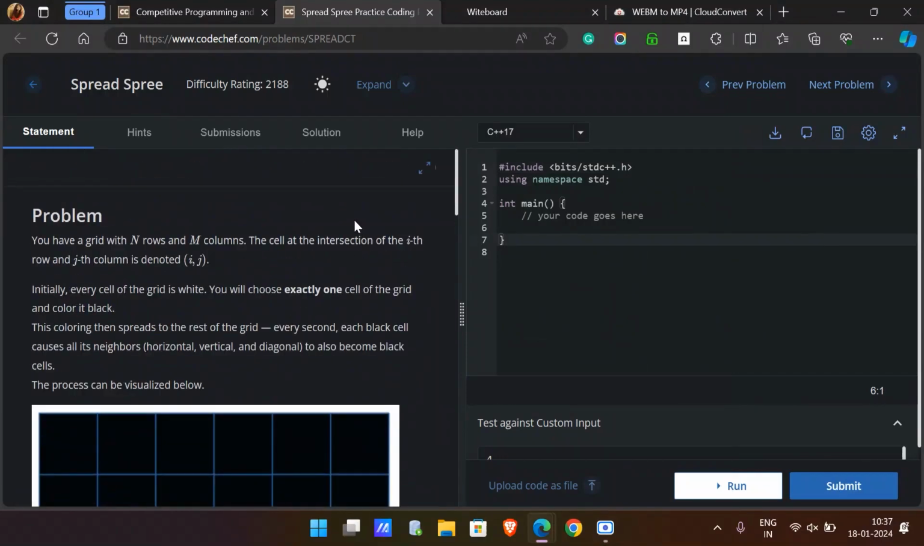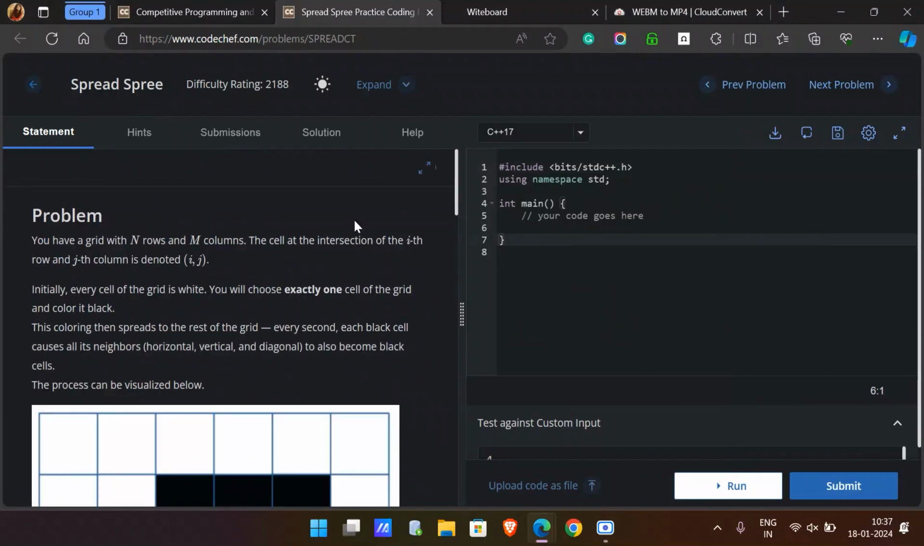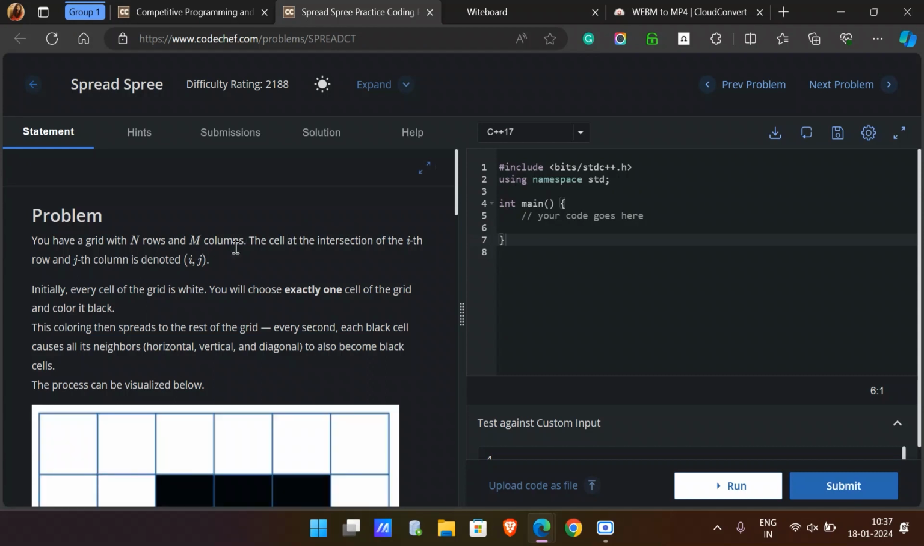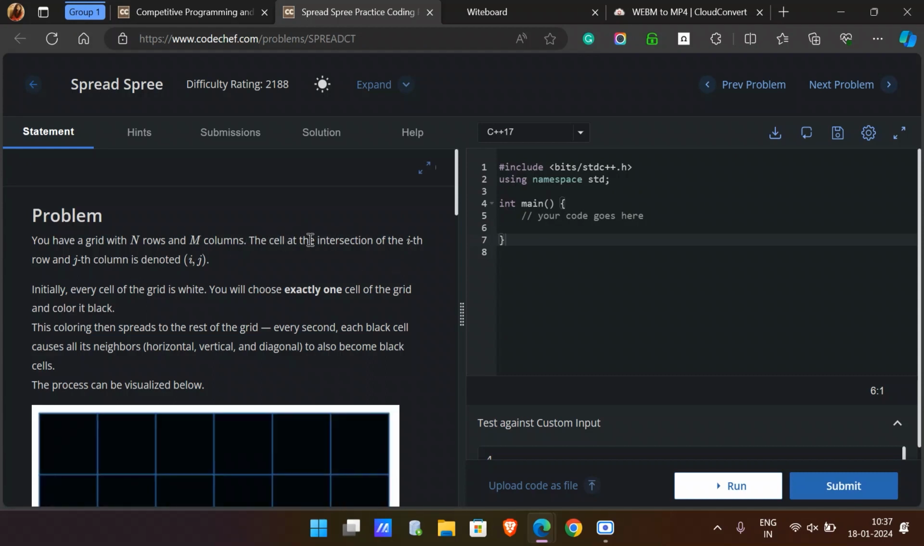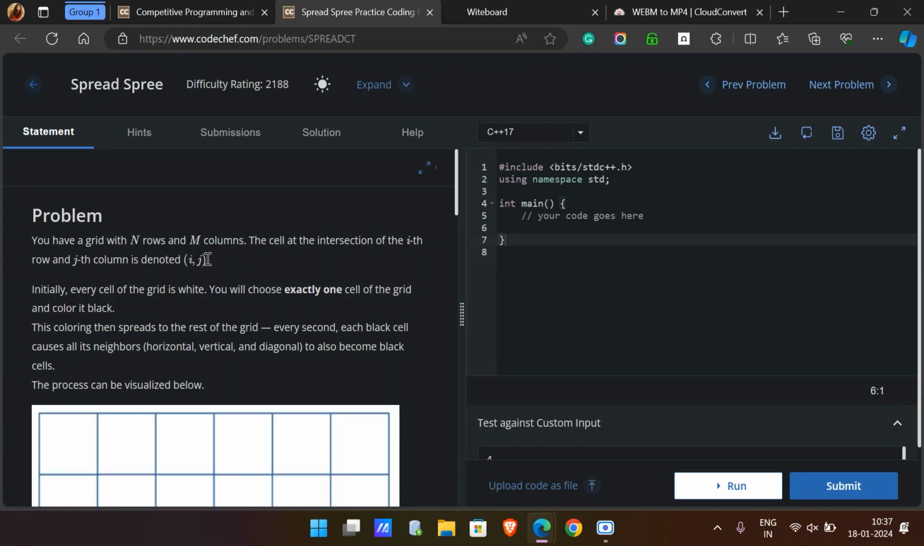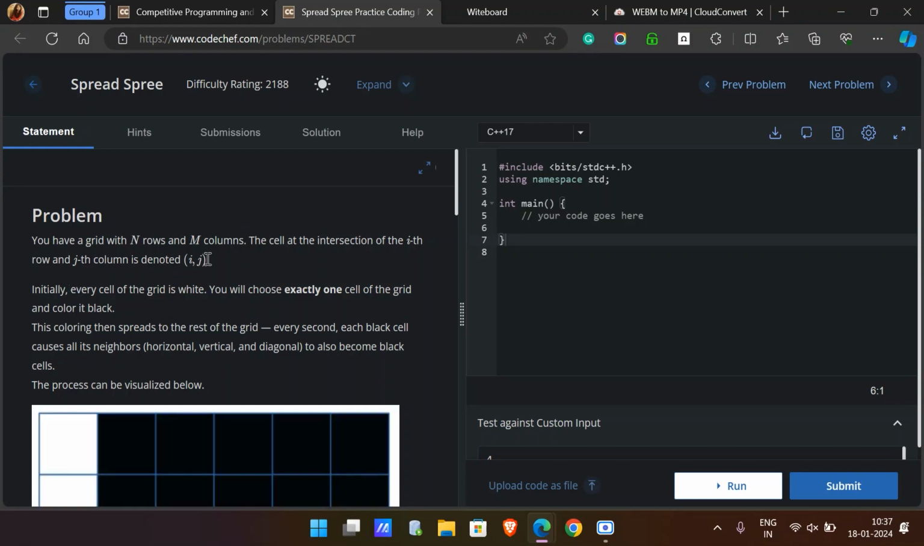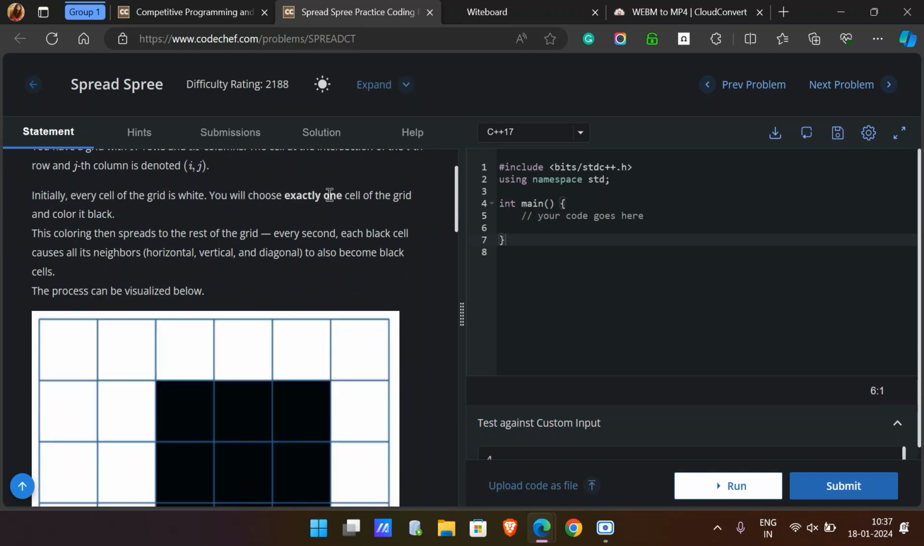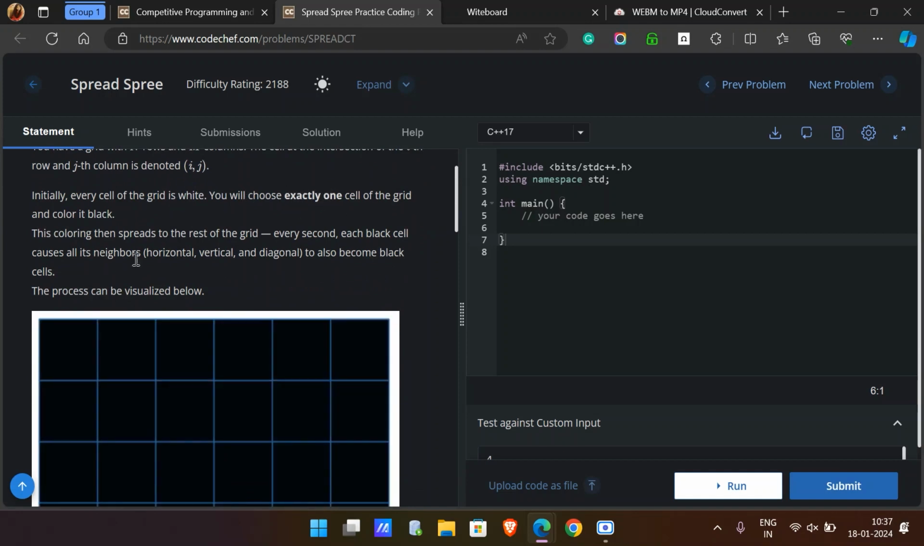Hey everyone, I'll be solving the question Spread Spree. In this question, you'll be given n rows and m columns. There is a cell at the intersection of the ith row and the jth column, denoted by ij. Initially, every cell of the grid is white, and you have to choose exactly one cell of the grid and color it black.